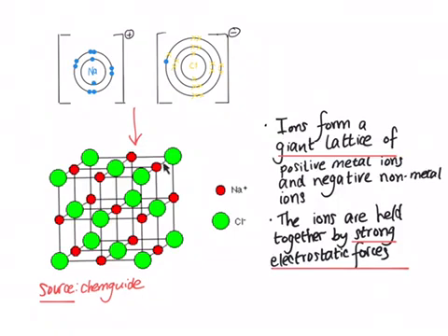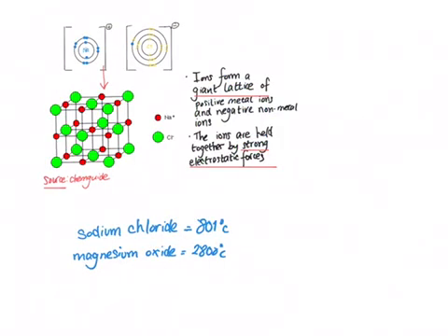Now the forces between the positive and the negative ions, represented by these sticks, are strong electrostatic forces. And an electrostatic force is just simply that positive attracts negative, negative attracts positive. So the reason why ionic compounds stick together is because there are positive and negative ions, and positive and negative things attract one another.